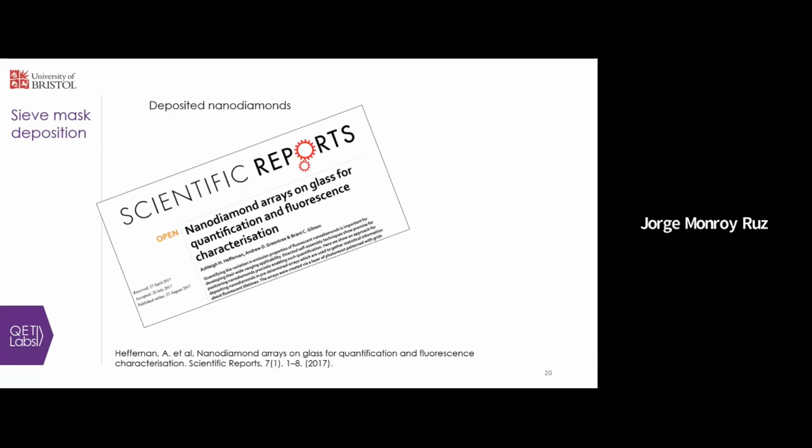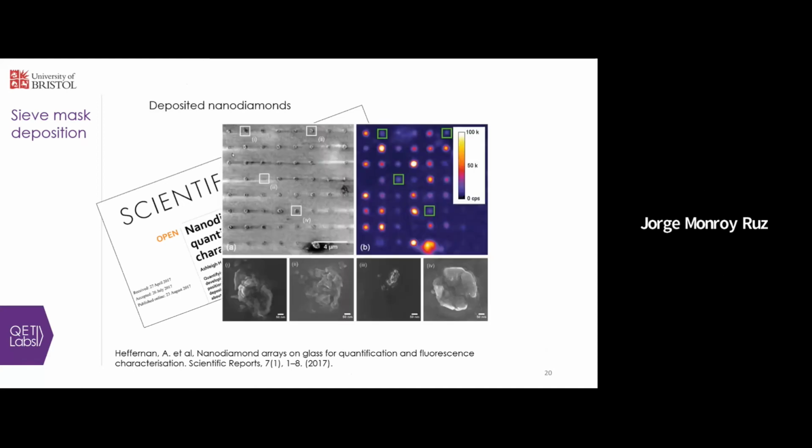about a couple of years ago, we came across this paper of Ashley Heffernan and Brant Gibson in Australia, where they used this mask of holes to just arrange the nanodiamonds in a lattice of sites, and we thought, well, that's very cool. I don't think that's going to work, but it's very cool. And it surprisingly worked very well.